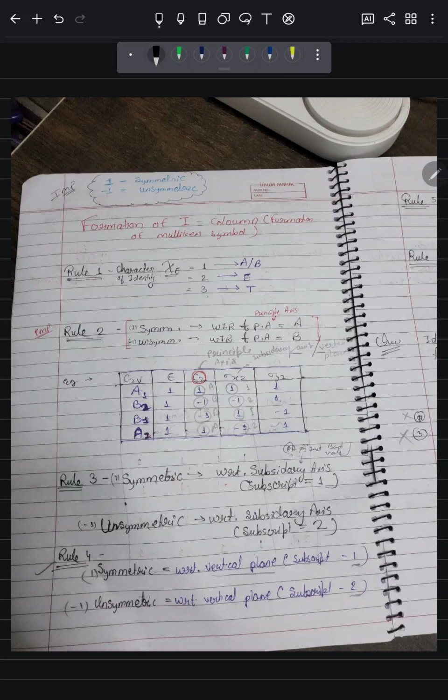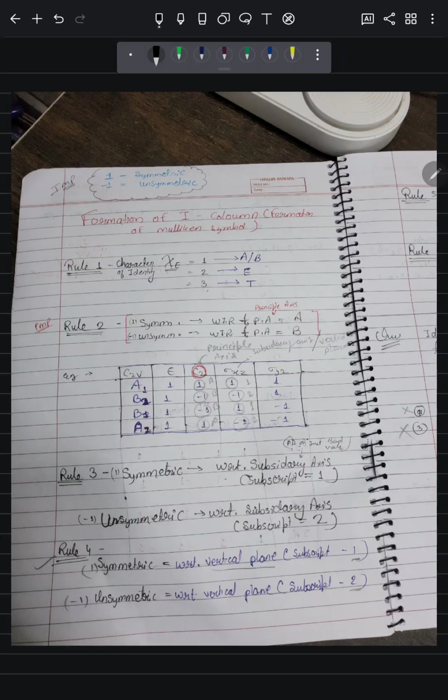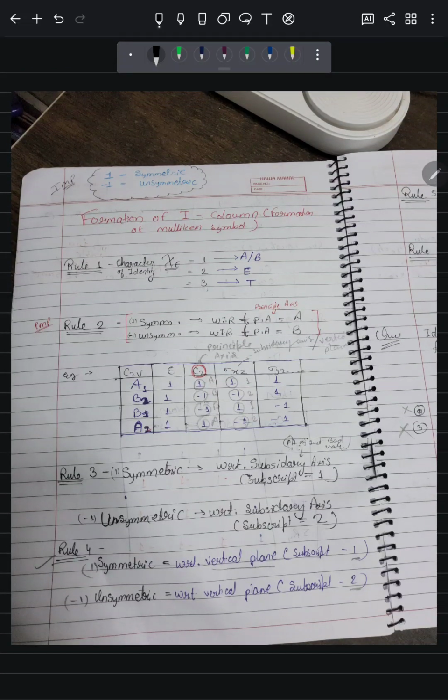After formation of the second column, we can form the first column. So there are some rules for the formation of the first column. According to the first rule, the character of identity or the character of E, if it is 1, if it is 2 and if it is 3. If it is 1, then the values can be A and B for the first column, and if it is 2, then it will be E, and for 3 it is T.